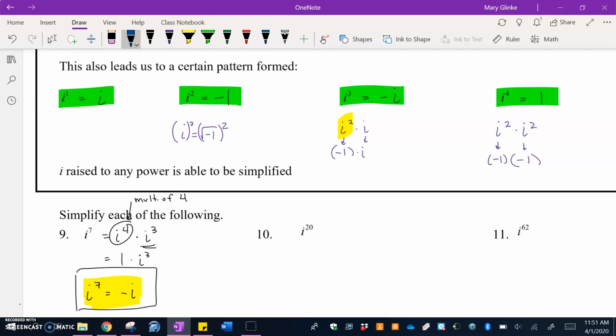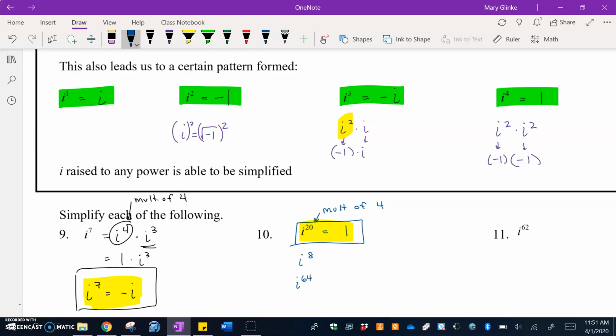Let's take another example of this. i to the 20th. Well, this is a multiple of 4. So every multiple of 4, if it's your exponent, is always going to simplify to 1. If you have a number like i to the 20th, or i to the 8th, or i to the 64th, any multiple of 4 is always going to simplify to 1. And then we look afterwards at how many extras we have, and that tells us what we simplify to.